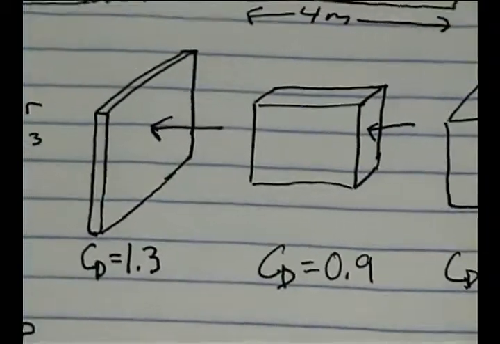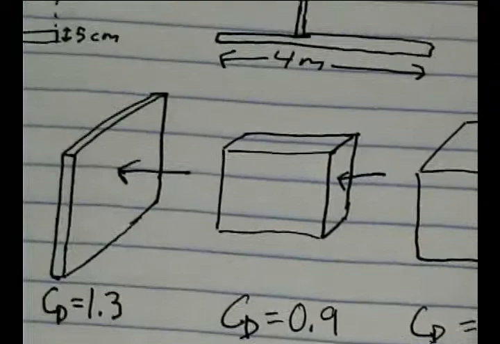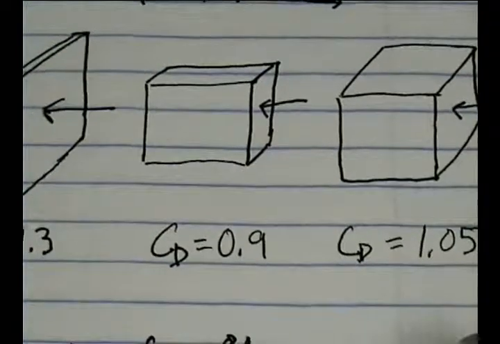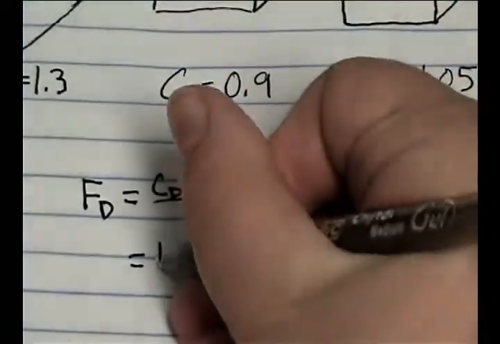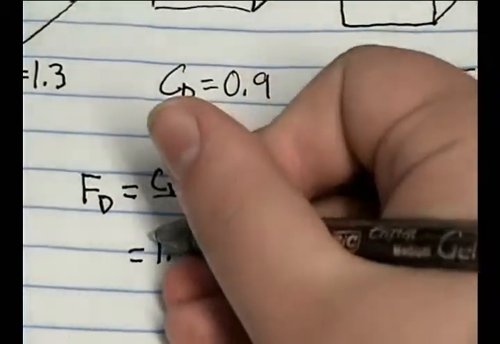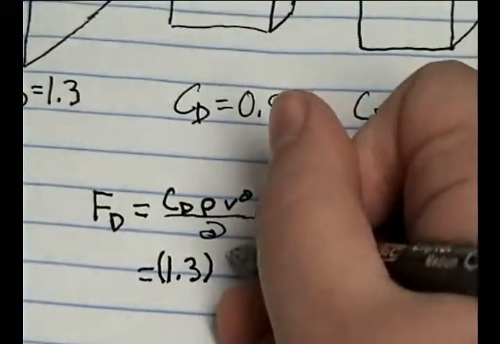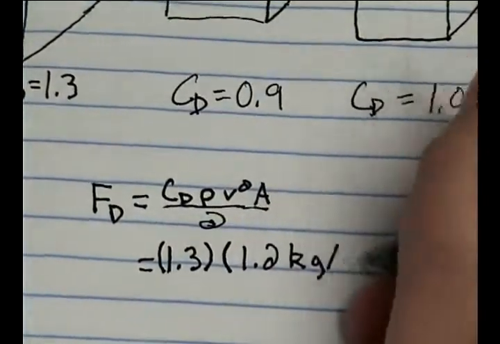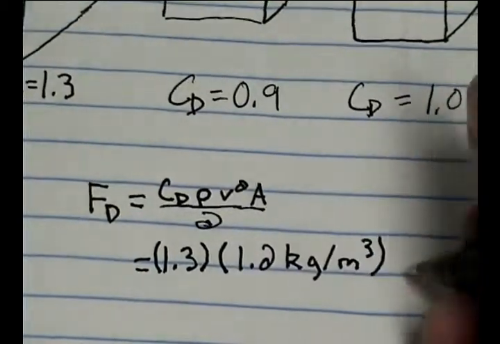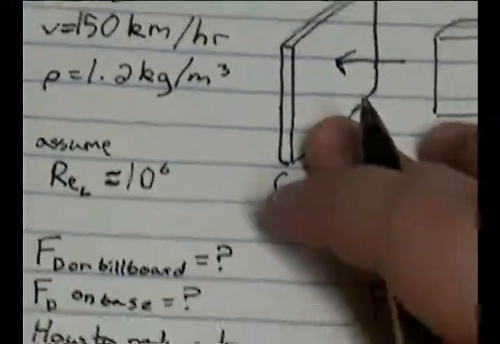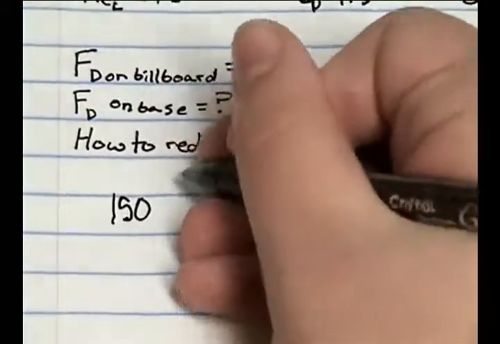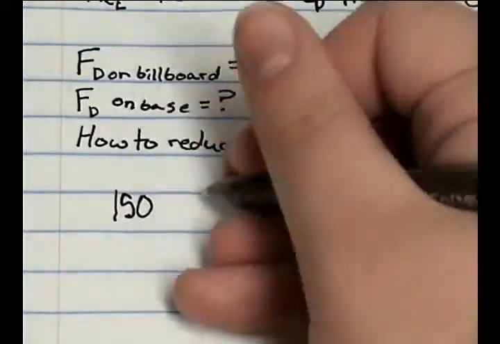So we look at our coefficients of drag, and the billboard most resembles the first one, because the other ones, well, don't look like billboards. So we're going to have the coefficient of drag be 1.3. Our density of air is 1.2 kilograms per meters cubed. Our velocity is given in kilometers per hour. So let's quickly figure out what it would be in meters per second, because that's just easier to do.